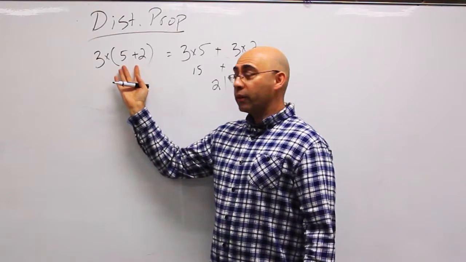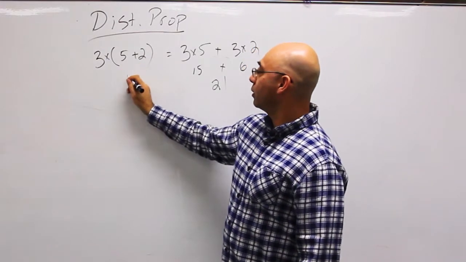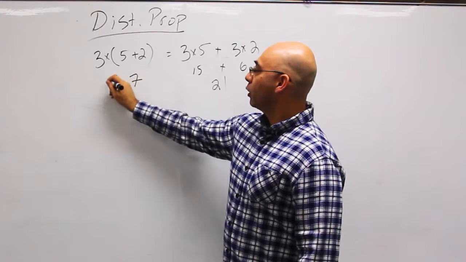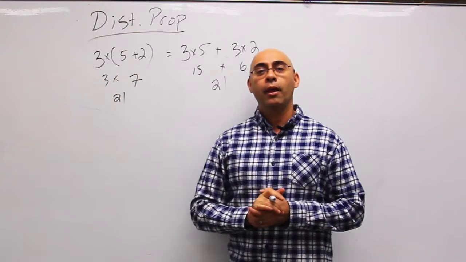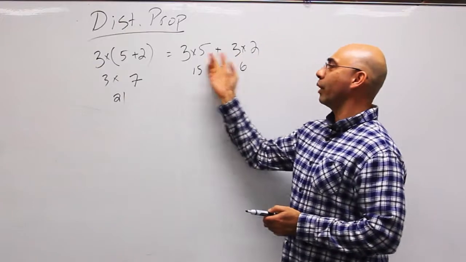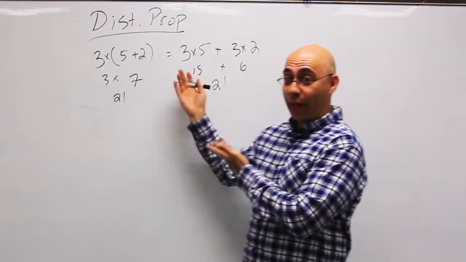If you did this with the parentheses first, according to the order of operations, 5 plus 2 is 7, you multiply that by 3, 3 times 7, 21, they're exactly the same thing. You might say, this is kind of a silly way to write this, and you're right, I wouldn't do that.